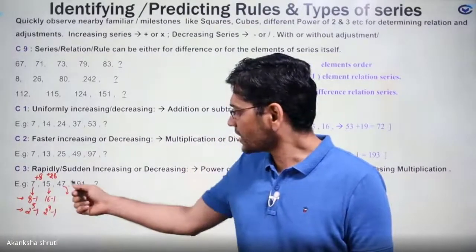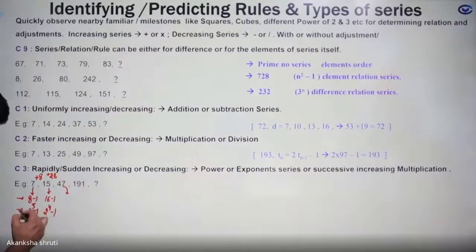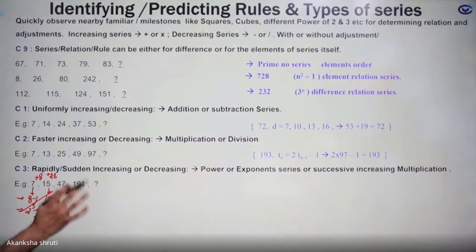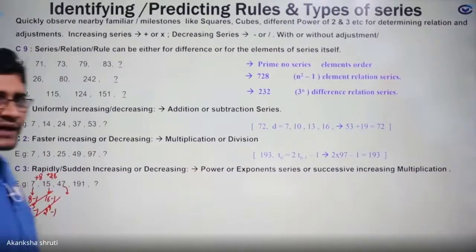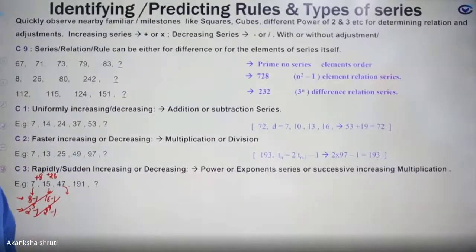So these terms are not satisfying these rules that we had tried. So this trial is also wrong. Therefore, we have to go for a new trial. What could be the new thing?